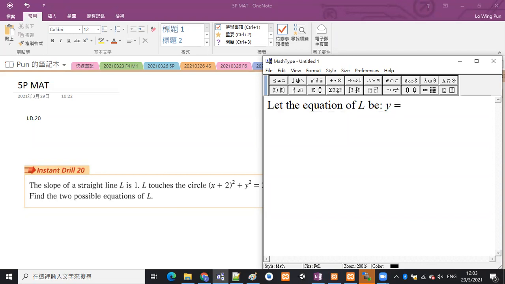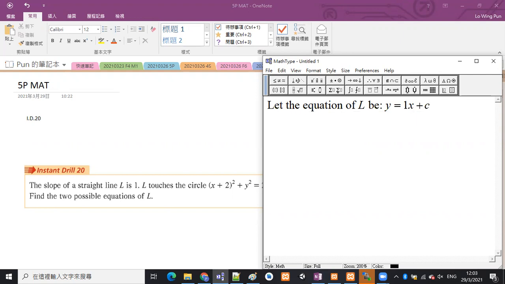m is equal to 1 this time. See this? Because it is given that the slope is equal to 1. So we are going to let y equals 1x plus c, or just x plus c. Can you get this? 1x plus c, because the m is equal to 1. Can you get this? Can you follow?